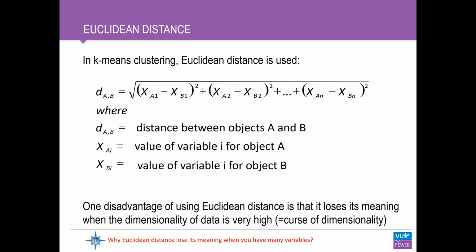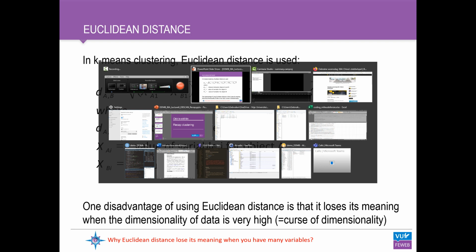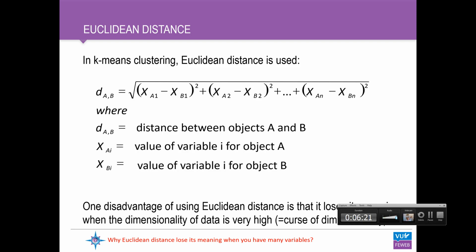Now, how do we calculate these distances? Very often they use Euclidean distance. This is the formula for Euclidean distance. So as you can see, now what does it mean to use Euclidean distance? As you can see, there are many different variables.